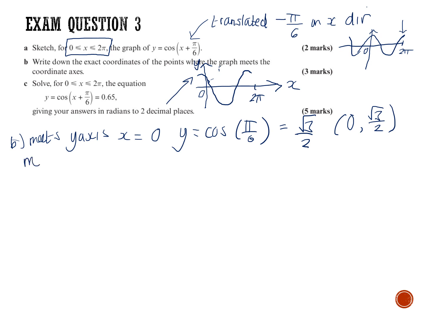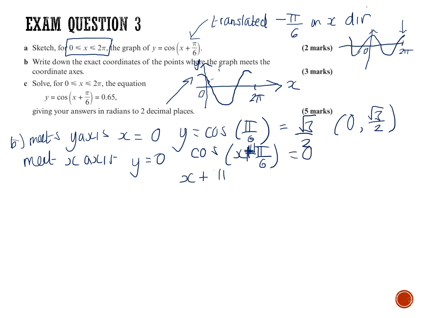Okay, where does it meet the x-axis? That's where y is 0. So we're solving y equals cos(x + pi/6) equals 0. So x plus pi by 6 equals, if we think about where the original cos graph is 0, it is 0 at pi by 2 and it is 0 at 3 pi by 2.